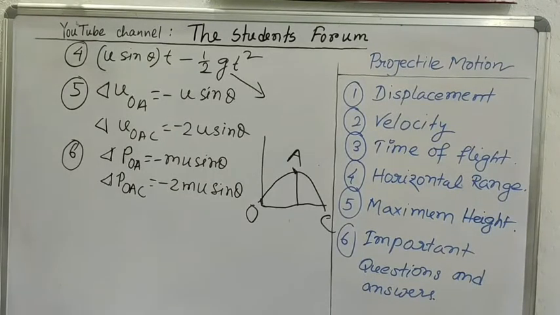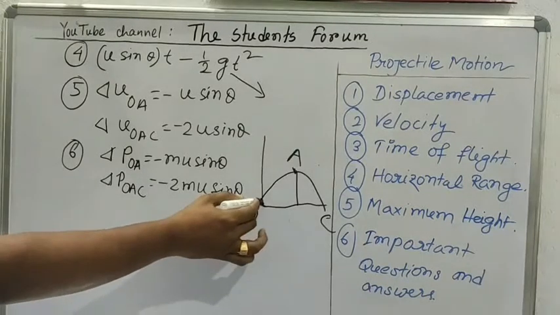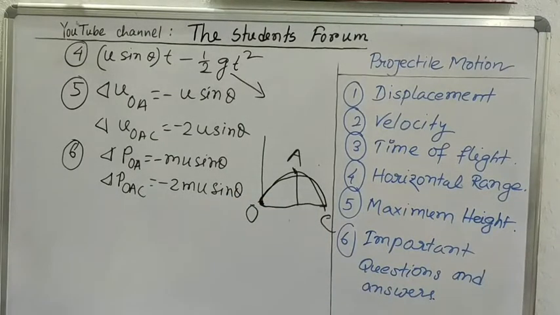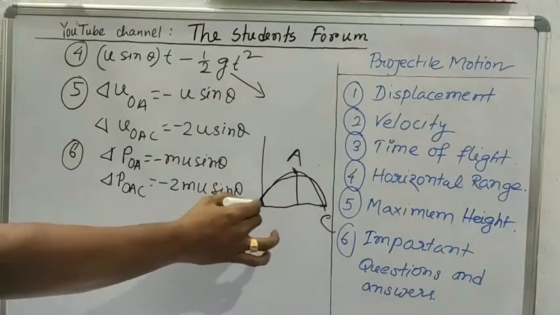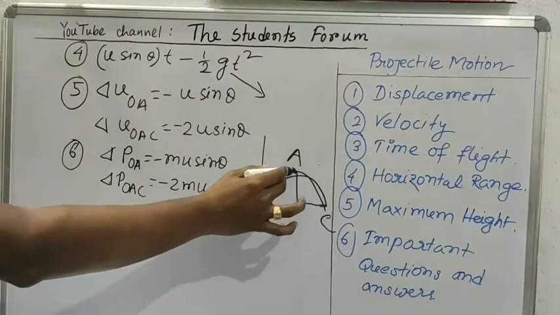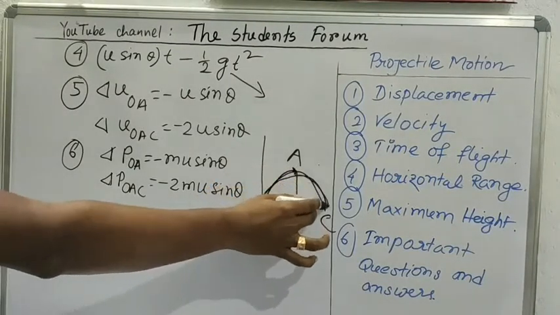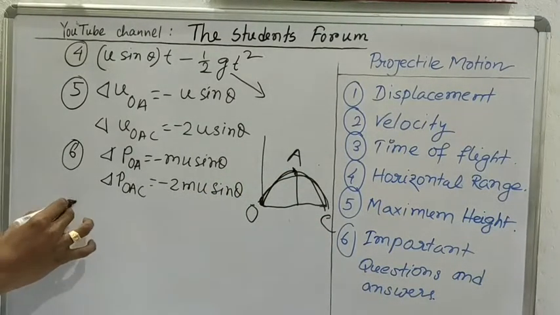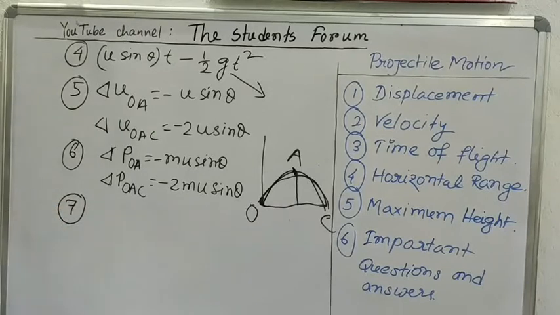Now, one of the most important relations is the time of flight. When this object is thrown from this point and it reaches here, the total time taken by the object is called the time of flight, and this time is double of OA, that is OA plus AC. So let us find the time of flight.